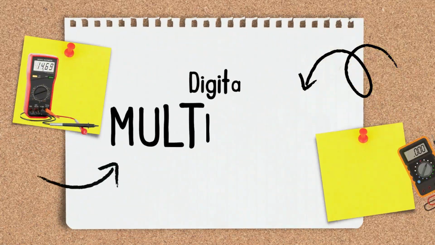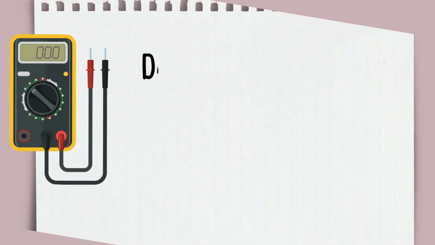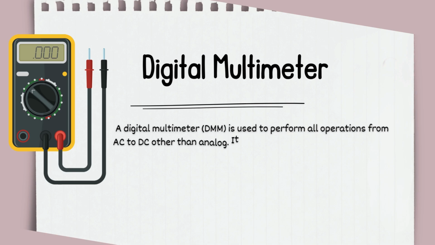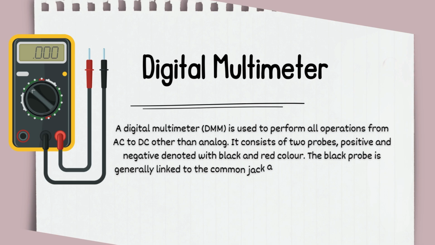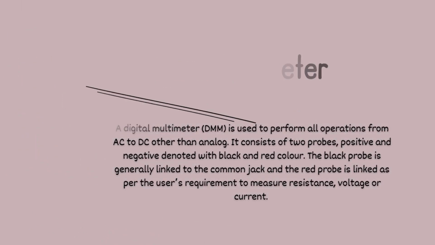Now let us study digital multimeters. A digital multimeter, abbreviated as DMM, is used to measure and perform all operations from AC to DC, other than analog. It consists of two probes, positive and negative, denoted with red and black color. The black probe is generally linked to the common jack, and the red probe is linked as per requirement to measure resistance, voltage, or current.